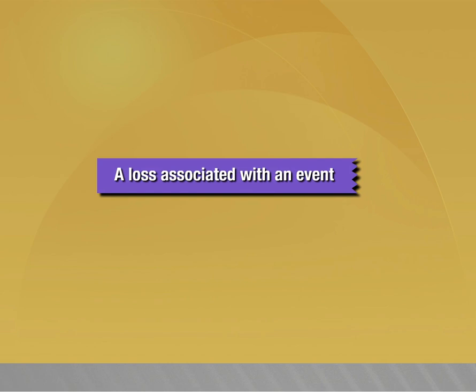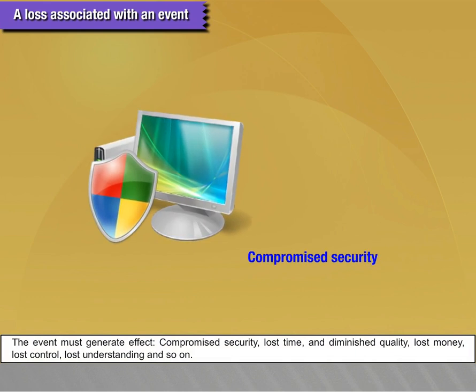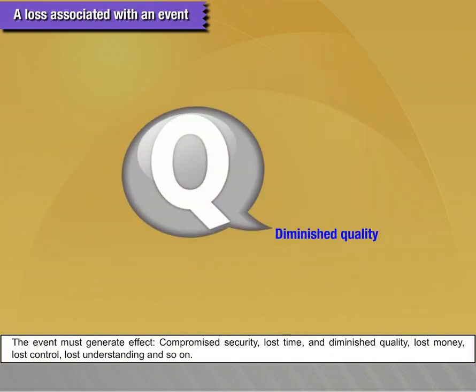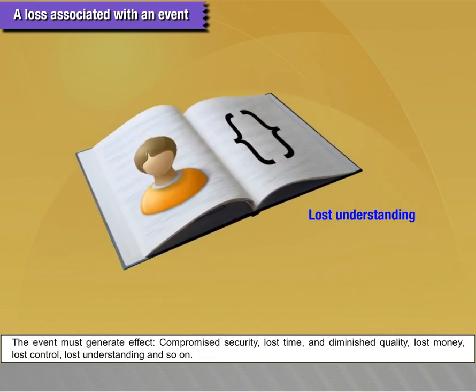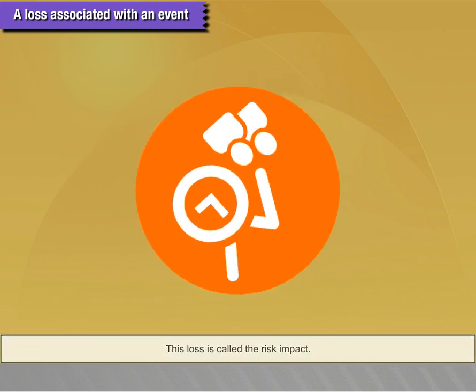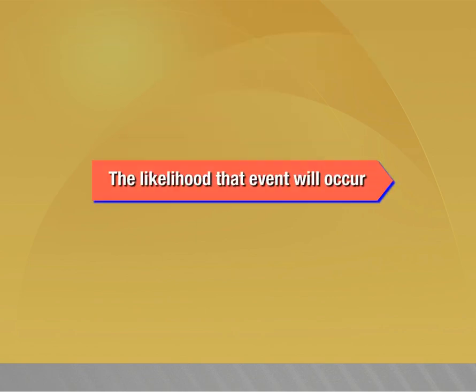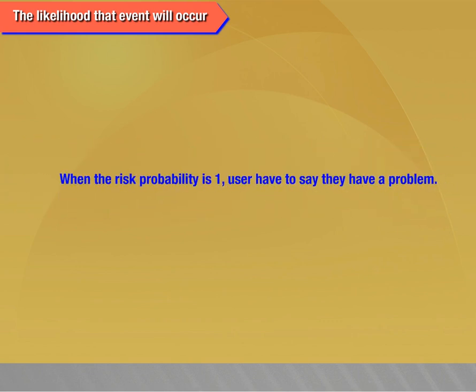A loss associated with an event. The event must generate an effect: compromised security, lost time and diminished quality, lost money, lost control, lost understanding, and so on. This loss is called the risk impact. The likelihood that the event will occur. There is a probability of occurrence associated with each risk, measured from 0, that is impossible, to 1, that is certain. When the risk probability is 1, users have to say they have a problem.